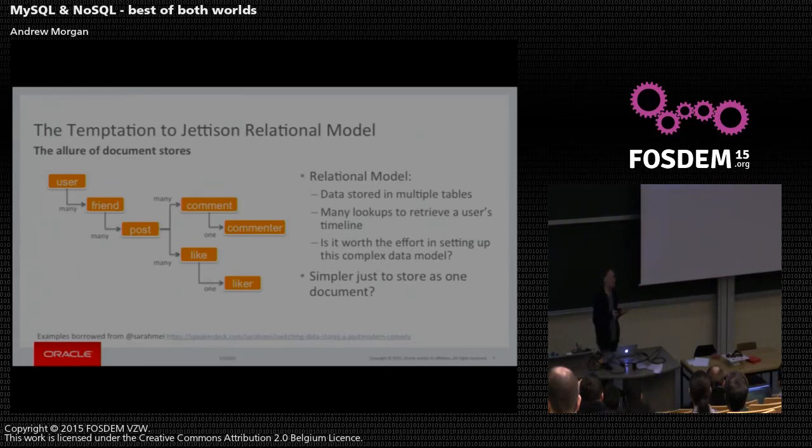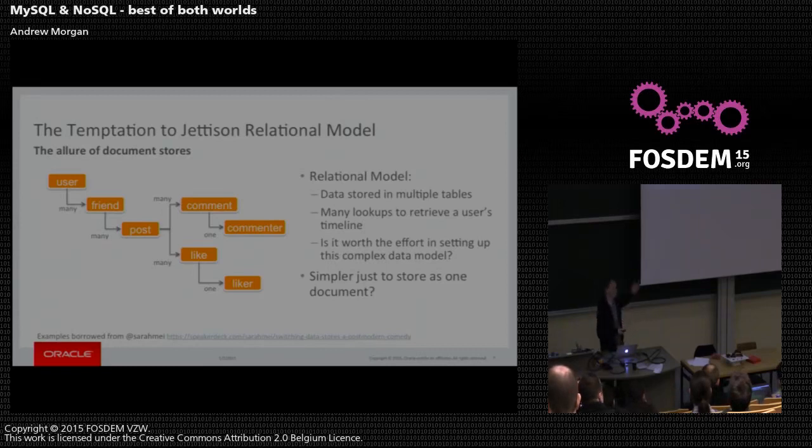And for that project, basically, they were going with a document store. And this is the process they went through and then eventually reverted back and decided they had to go with the relational store instead. So this is a simplified view of a timeline where you have a user. A user has many friends. Those friends have many posts. The posts have comments, etc.